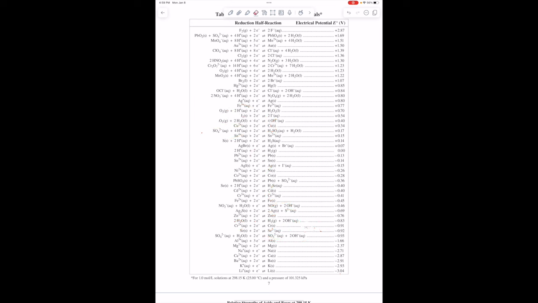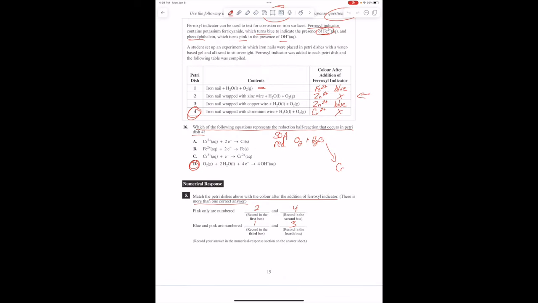Okay, when this does react with something like zinc, the zinc makes zinc 2, but it also makes hydroxide right there. Okay, so if hydroxide is present, there's going to be hydroxide in this one as well. And the same thing will happen in this one. The chromium will react. Actually, looks like there's going to be pink in all of them. No. 2 and 4. Pink only. Yeah, because there's no blue in there. Yeah.